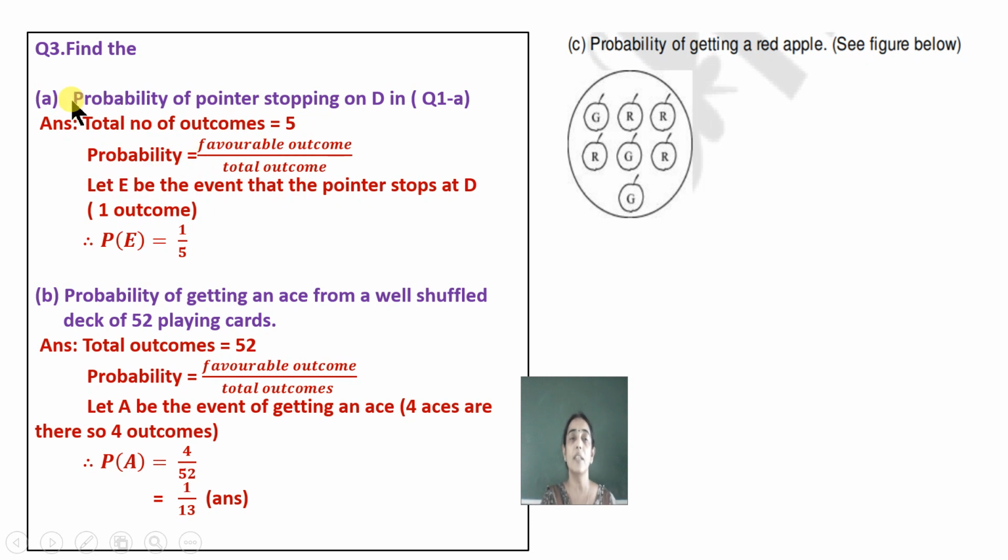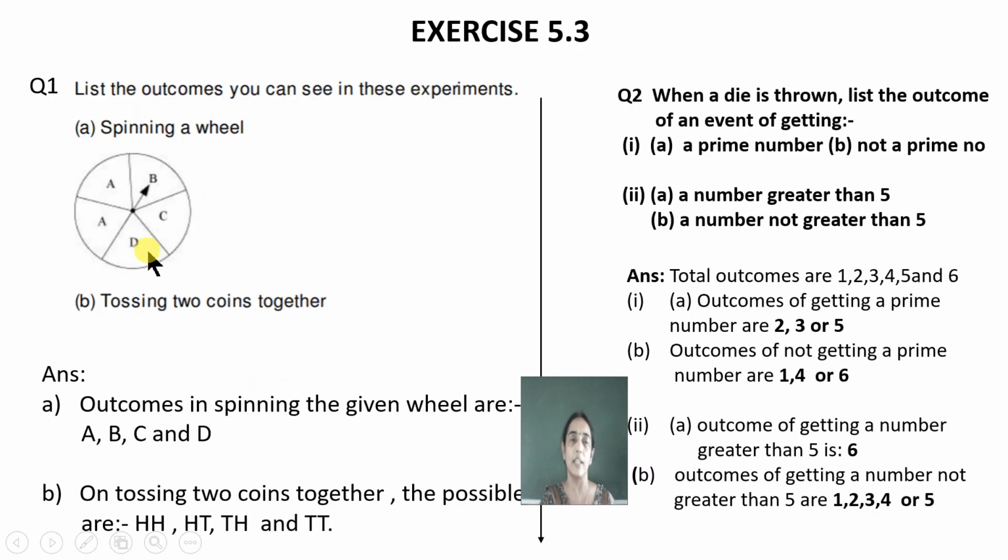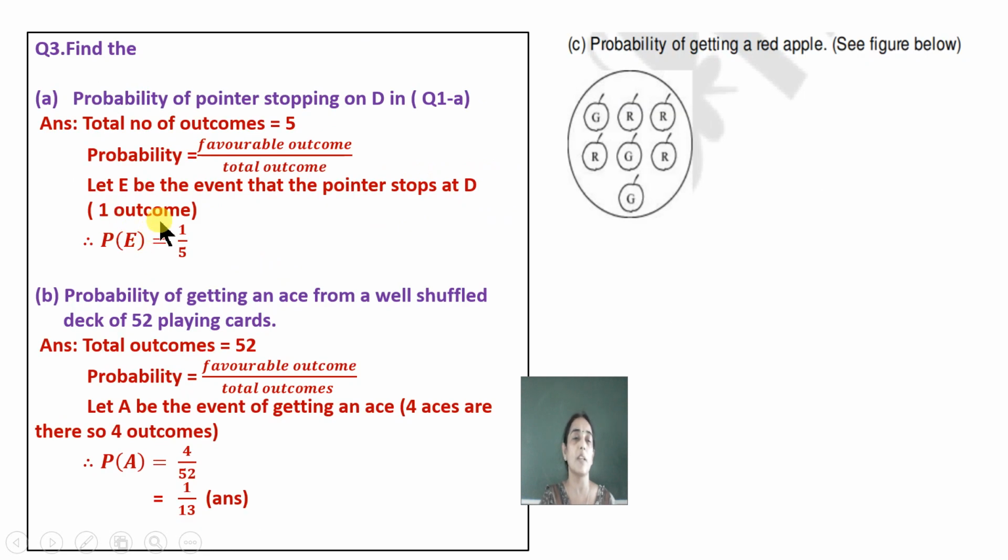Now let E be the event of getting a pointer stopping on D. Let E, you can give any name, any alphabet you can take. I can also write let M be the event or let Q be the event. P we cannot write because we are using it for probability. So let E be the event that the pointer stops at D. So that is equal to favorable outcome upon total outcome. Now you can see there is only one D. So the favorable outcome is one outcome. So P of E is equal to 1 upon 5.